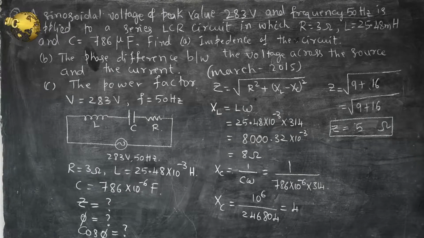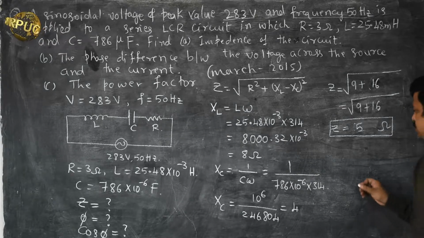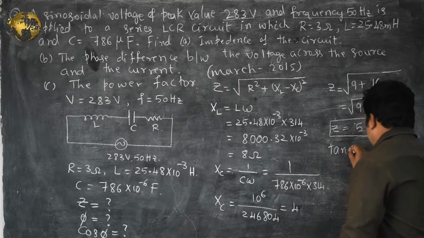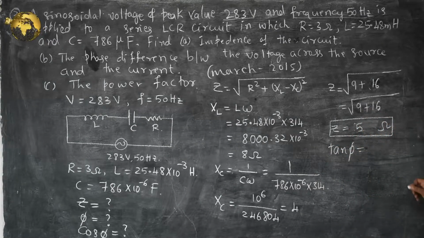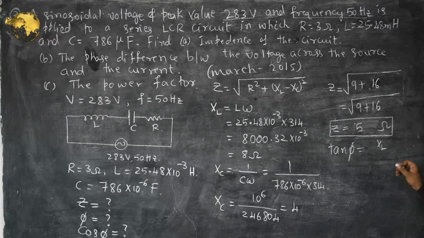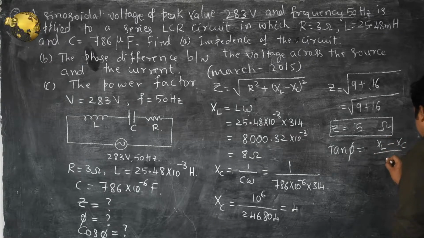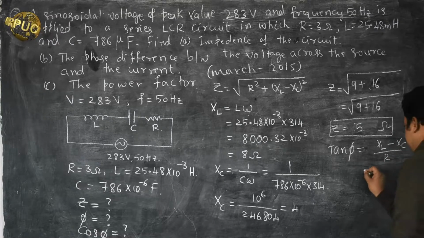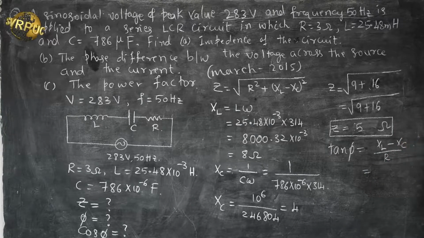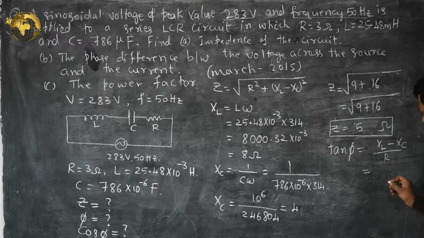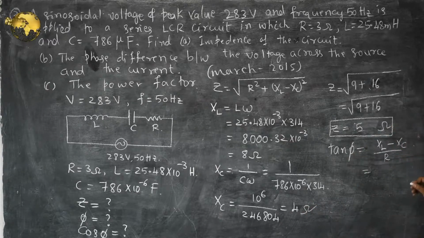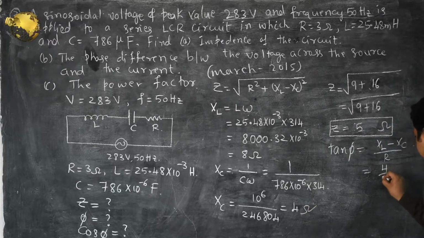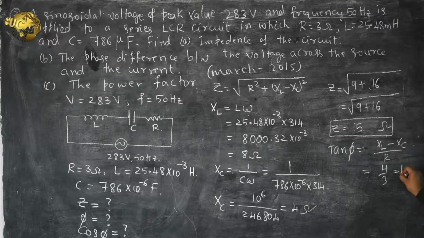The phase difference between the voltage across the source and the current, that is tan phi. I use the factor tan phi, which is equal to XL minus XC divided by R. So this is going to be 8 minus 4 by 3, that is coming out to 4 by 3, this will be 1.33.